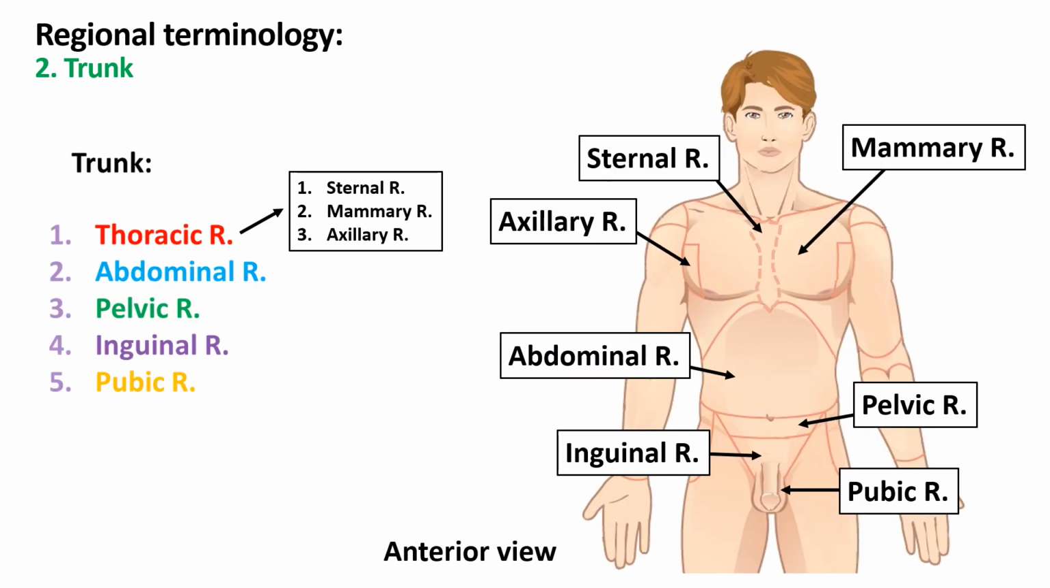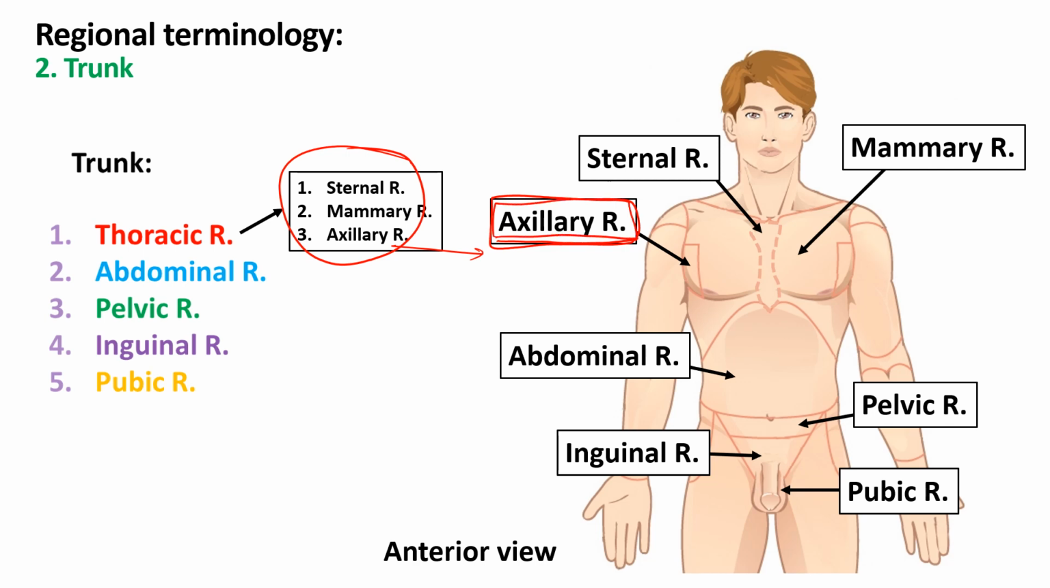The thoracic region can be subdivided into sternal, mammary, and axillary region, which you can see here. Remember that the axillary region is also called the armpit. That's the common name. It's called the axillary region because you will see that we have lymph nodes that belong to the lymphatic system. All the lymph nodes that are located in the armpit are called the axillary lymph nodes. So that's why this region is called the axillary region.